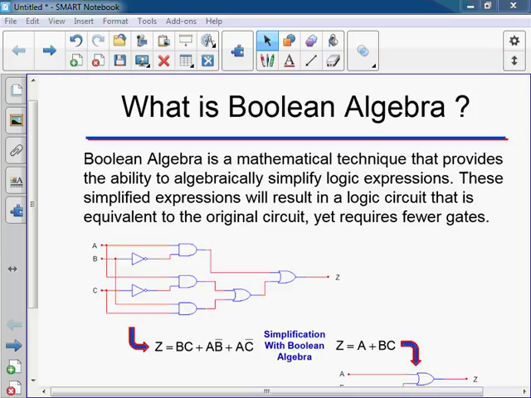Hello everyone. So today I want to talk to you about Boolean algebra. And Boolean algebra is a technique to simplify our circuits, or more accurately, to simplify the logic expressions. Now you might want to ask, why do we need to do this?